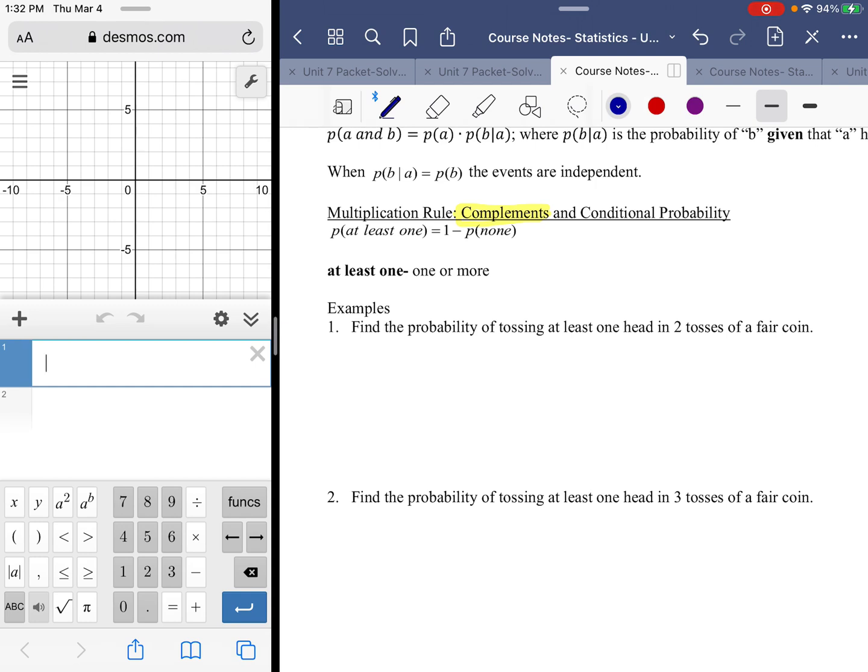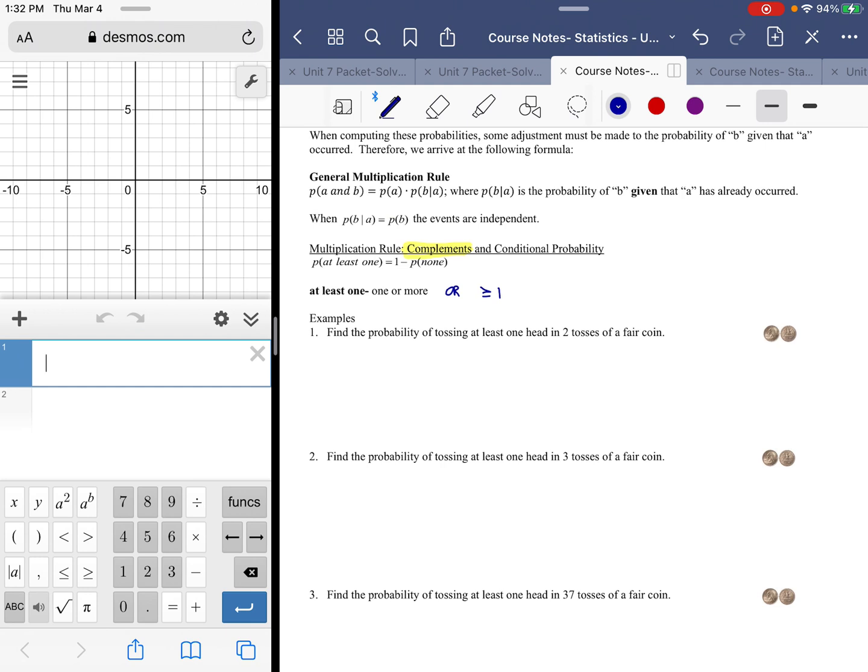One or more, also known as greater than or equal to 1. All right, so we have this rule here where the probability of at least 1 is equal to 1 minus the probability of none. So in terms of a setup, I can go with a simple diagram here. Let's say you have some random variable x that has outcomes 1, 2, 3, all the way up to, we'll call it n. And then we have probabilities that go along with those values.